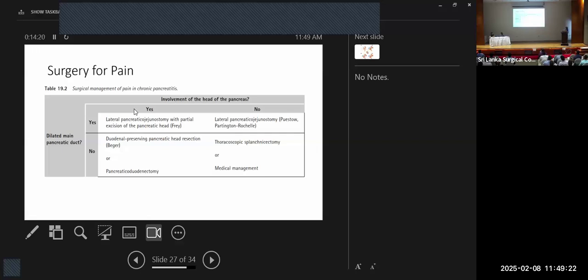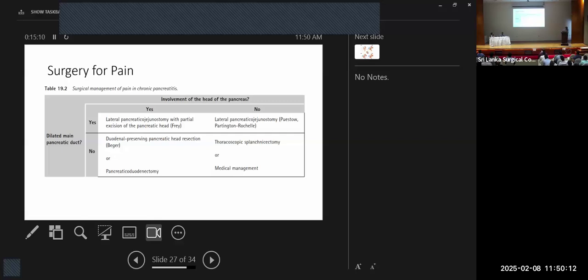Okay? So if you go through this, we'll go with this one first. Some people have a dilated duct, but there is no involvement of the head of the pancreas, no inflammatory mass or whatever. In those people, you just need to decompress the duct. Now, this mentions the lateral pancreatic jejunostomy. What do we do these days if the duct is dilated? Next one, Mike. If you have a dilated duct and no inflammation of the head or whatever, stent placements.